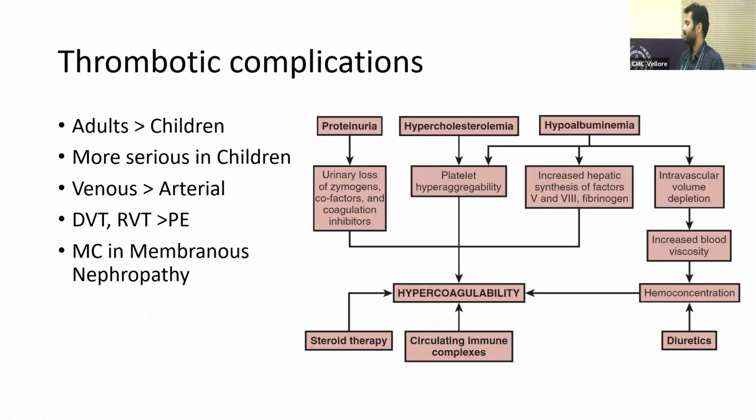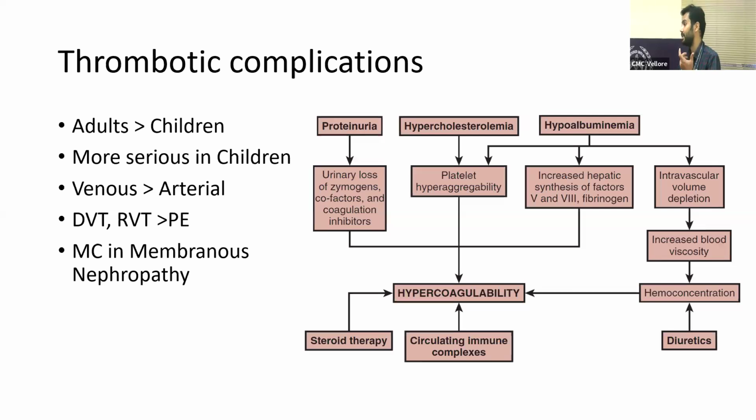Thrombotic complications: nephrotic syndrome per se is a procoagulant state because of loss of antithrombotic factors in the urine and excessive synthesis of procoagulant factors. This is just a flowchart showing the mechanism of this hypercoagulability. These thrombotic complications are more common in adults than in children, whereas if it occurs in children, it is more severe.